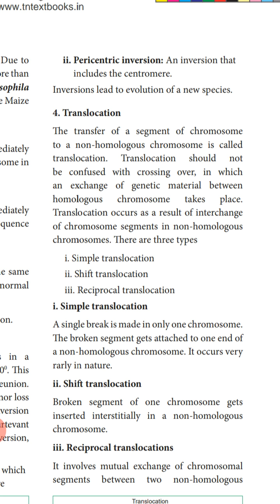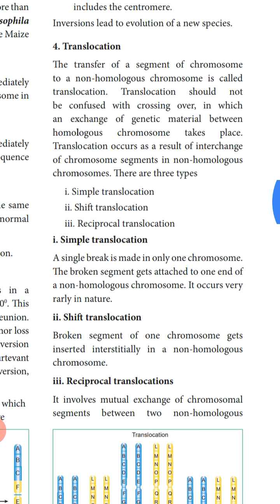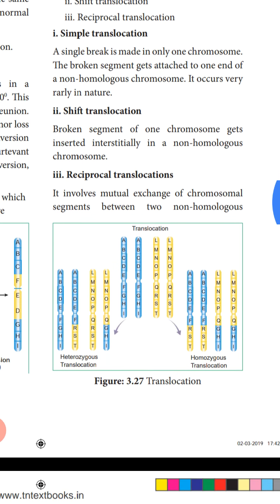Next is translocation. Okay. The fourth type is the translocation. The transfer of a segment of chromosome to a non-homologous chromosome is called translocation. So here what is this translocation? A segment of chromosome is getting transferred to the non-homologous chromosome. Here you can see, homologous chromosomes are represented by blue color and yellow color. These are the two pairs of homologous chromosomes in the pair we have studied.